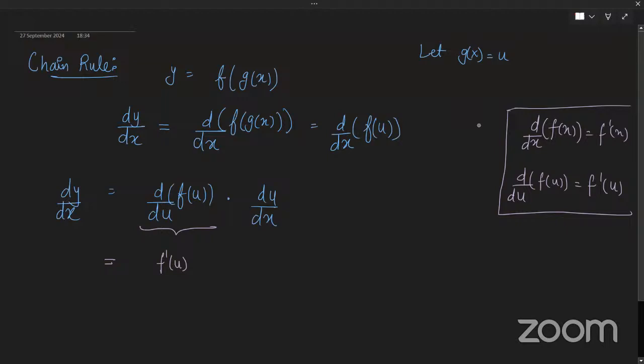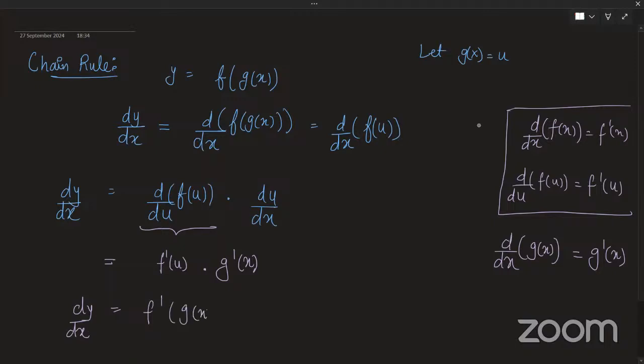Now let us have a look at du by dx. So du by dx is basically d by dx of g of x, which is g dash x, the derivative of g of x. Okay, great. So now substituting back into my final answer, dy by dx becomes f dash of u, which means f dash of g of x into g dash x. So this is what my chain rule says.